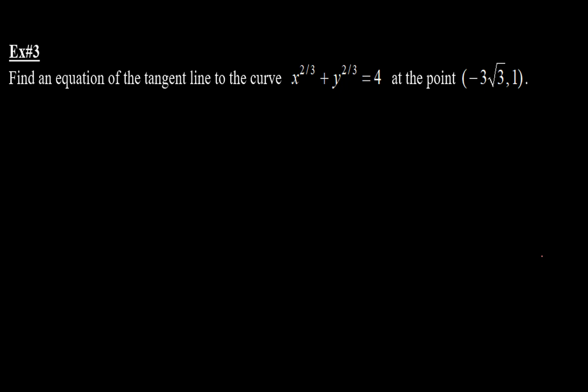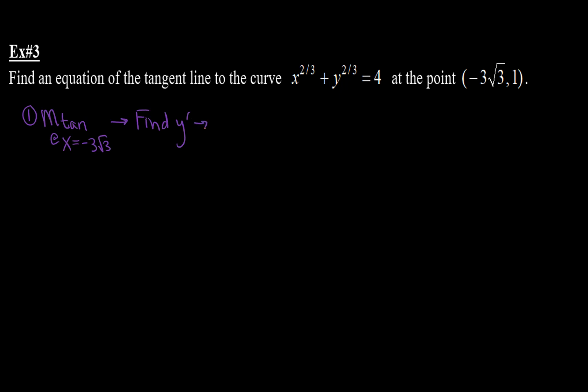All right, well, let's find equations of tangent lines with implicit functions. So I need to find the equation of the tangent line to the curve x to the 2/3 plus y to the 2/3 equals 4 at the point of -3 square roots of 3, comma 1. So first, let's find the slope of the tangent at x equals -3 square roots of 3. That basically means I need to find y prime.